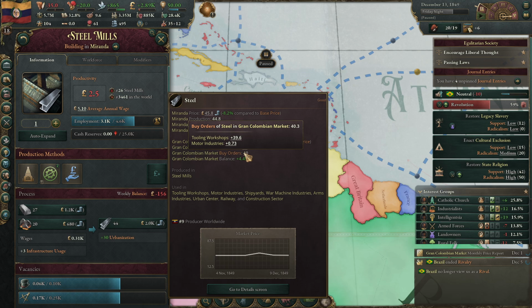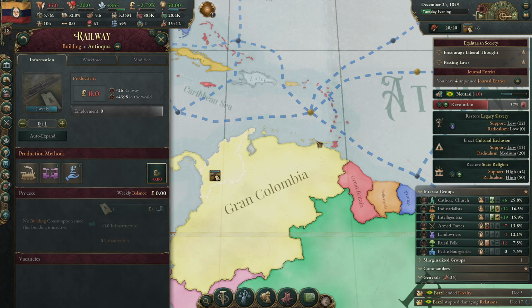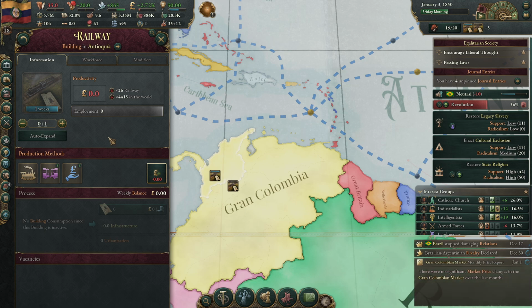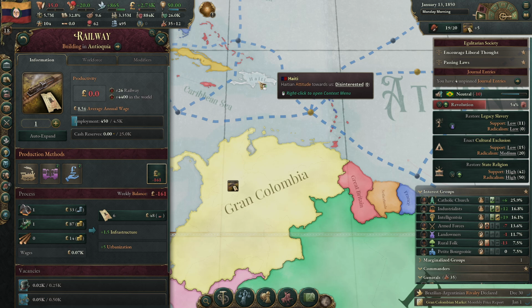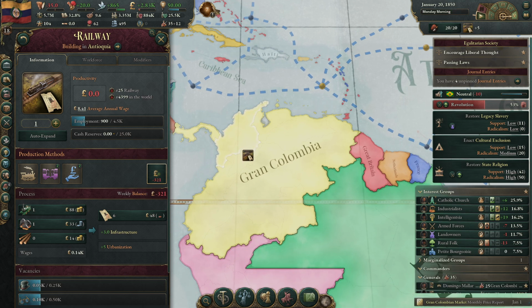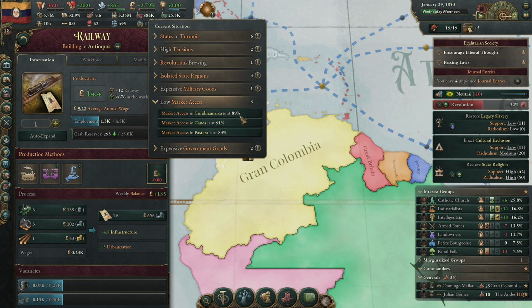Yeah, and my tooling workshops are also going to use a lot. Let's wait until they are getting filled in. When we are going to build railroads, both of the buildings will get more people working. There we go, that is the first railroad. Fixing some of our market access. I don't know which one it was, but it is fixed.